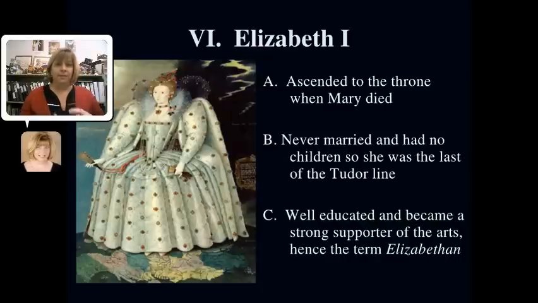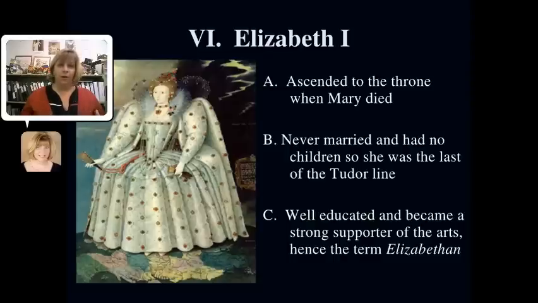Now, she actually may have had some lovers and some romances on the side. There's some interesting histories on that. But she never married, so she remained the sole regent for England. And she became the last of the Tudor line, however. She was very well educated. Like Henry, she was very smart, she knew a lot, and she became a very strong supporter of the arts.